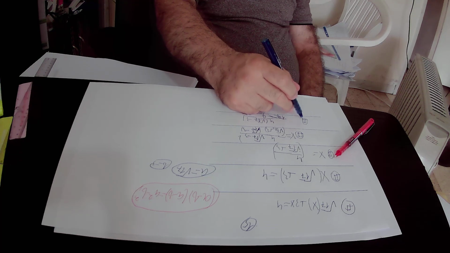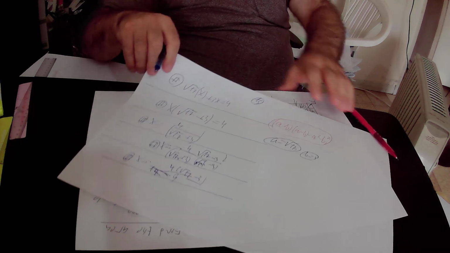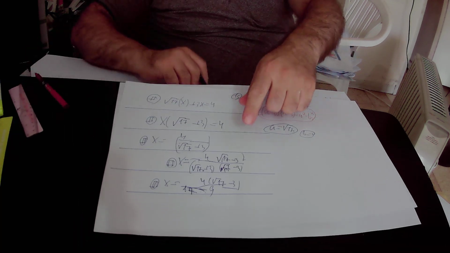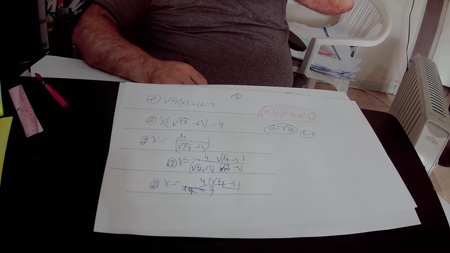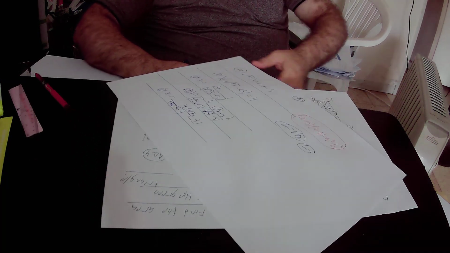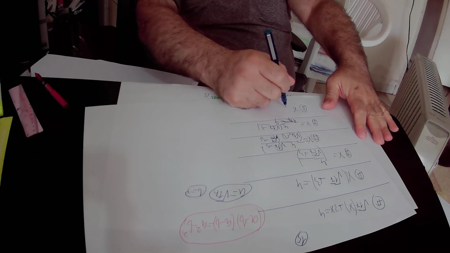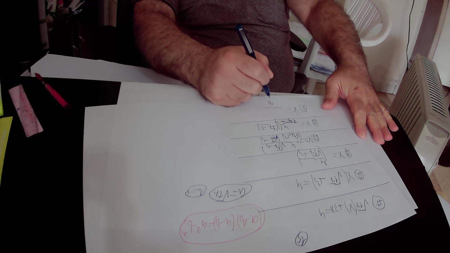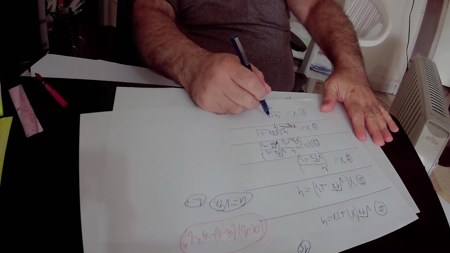So according to equation number 2, in conclusion we found out that x equals 4 times square root of 17 minus 3 over 17 minus 9. 17 minus 9 is 8, so we write it down. So in the denominator we have 8, and in the numerator we have 4 times square root of 17 minus 3.